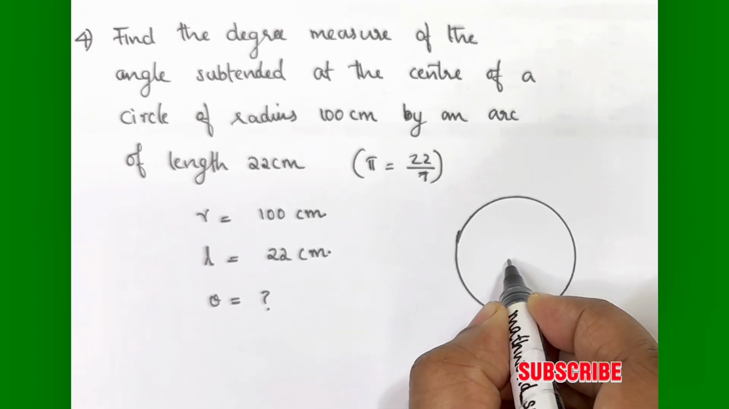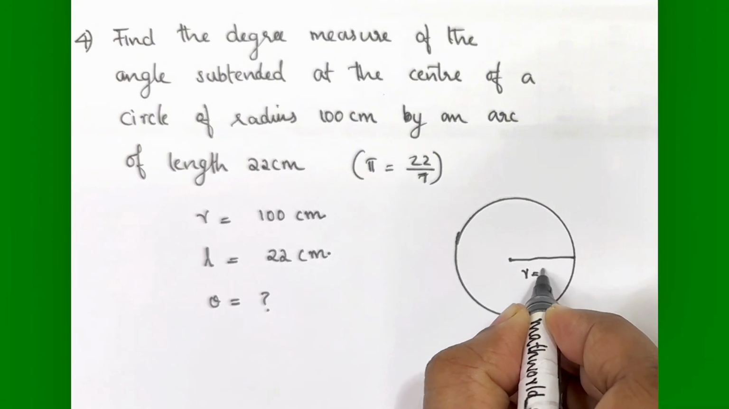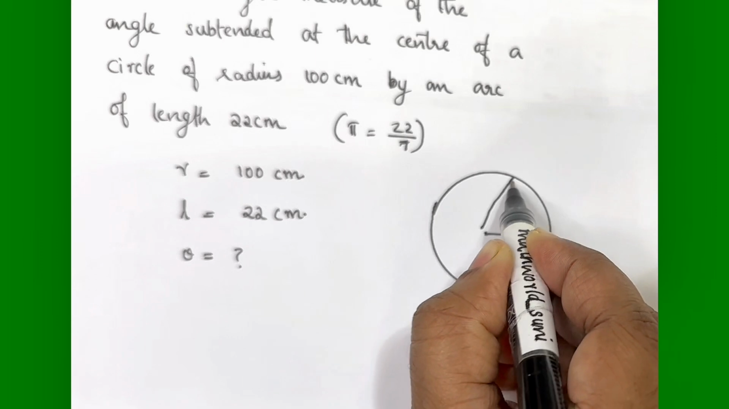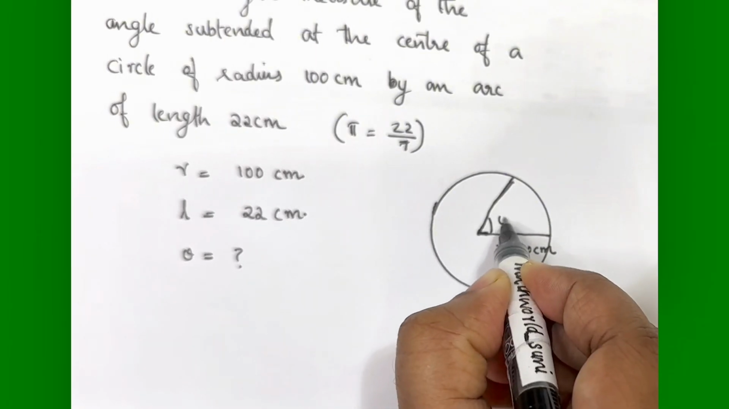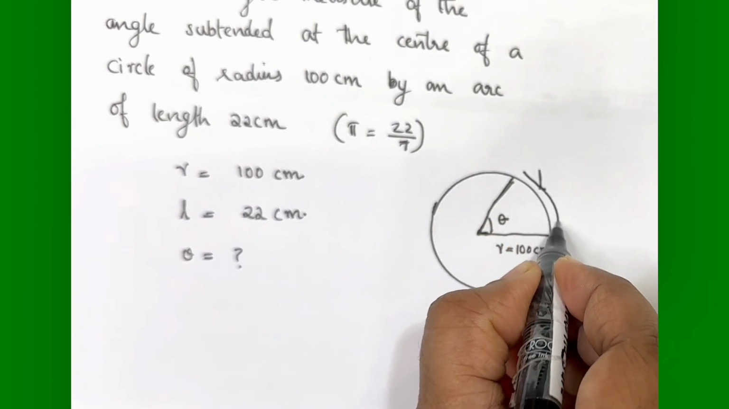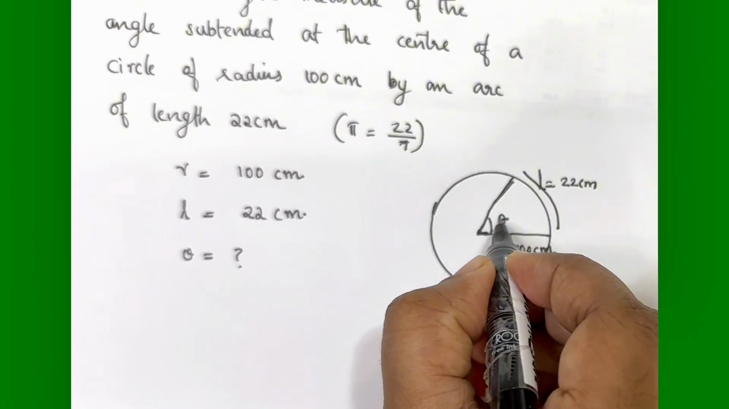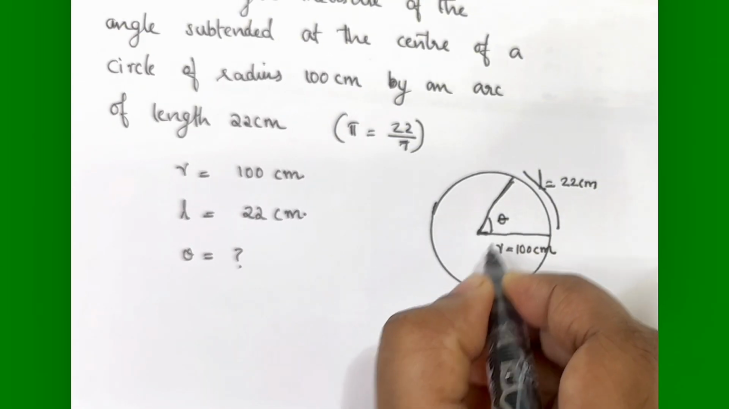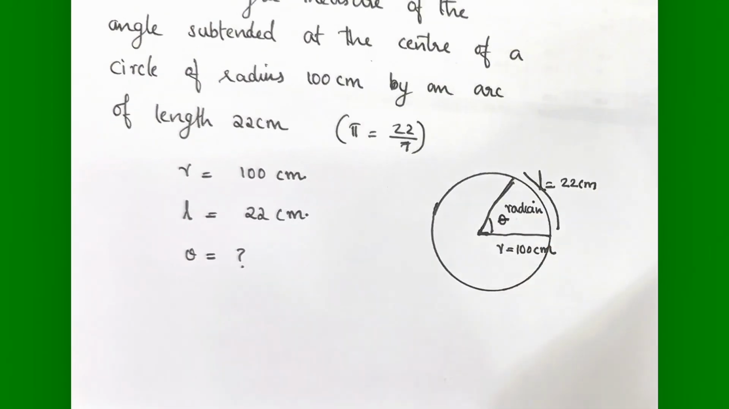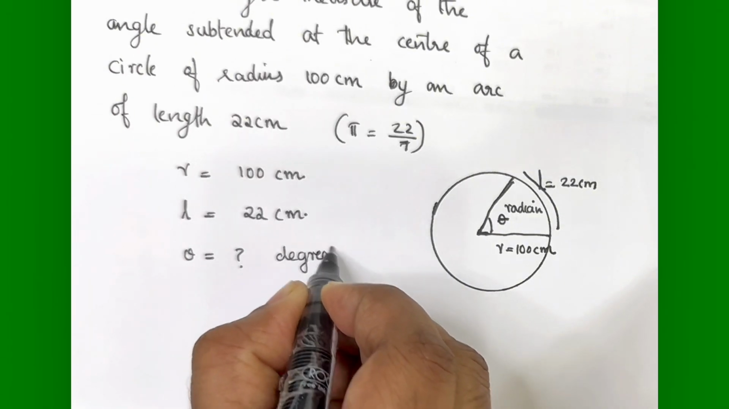Now just draw a circle with the center, mark the center here and draw the radius. The radius is given as 100 cm, r equal to 100 cm. Now we can mark the angle formed here. So this is the angle formed, mark here theta, and this is the arc length L, and it is given the arc length is equal to 22 cm. According to the picture, this will be the angle subtended at the center, but this theta or the angle will be in radian measure. But the question here is to find out the angle measurement in terms of degree measure.